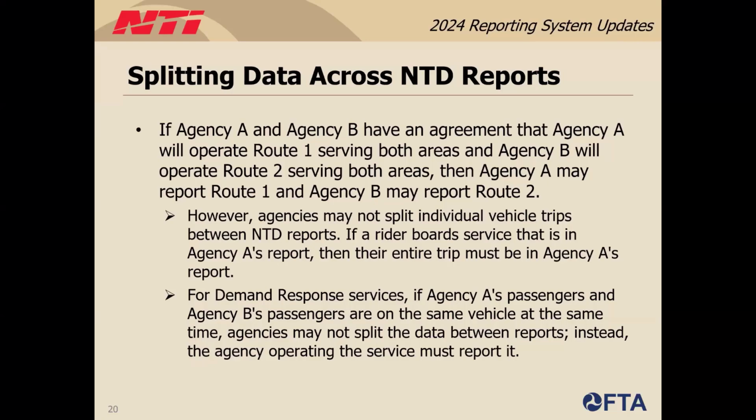If they have an agreement that agency A will operate Route 1 servicing both areas, and agency B will operate Route 2 that services both areas, then agency A can report Route 1 and agency B can report the data for Route 2. So while you can assign these routes, you can't split individual trips between NTD reports. If a rider boards a service that is captured in agency A's report, then agency A has to capture that entire trip in their report. You can't split that ride across 2.